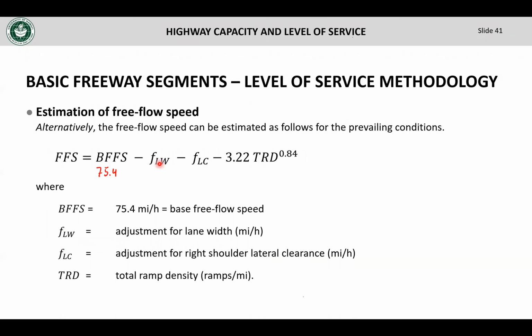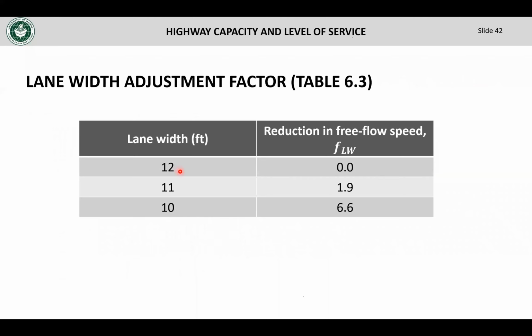And notice that the adjustment factor has the same units as the speed. So this is the base free flow speed, and this is the free flow speed. It's something we're going to subtract. Notice that if we have 12 feet lanes, remember that 12 feet is the minimum for the base conditions. If we have base conditions, we make no adjustment. The adjustment for lane width is 0. Now, if we have an 11 feet lane, the adjustment is 1.9, so we will reduce the base free flow speed by 1.9 miles per hour. And if we have 10 feet lanes, we will reduce it by 6.6. For freeways, typically we shouldn't be less than 10 feet. And obviously, you can interpolate in between. I'm going to try to avoid interpolation in this class.